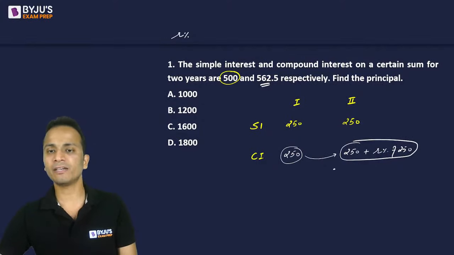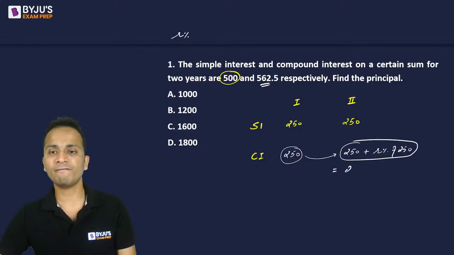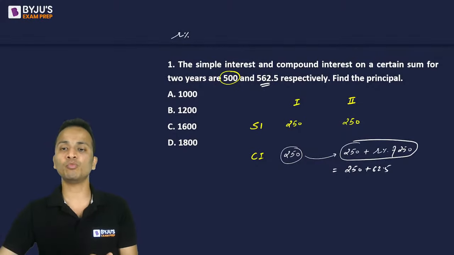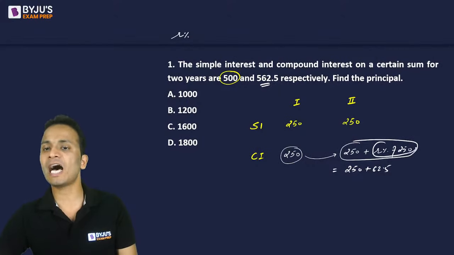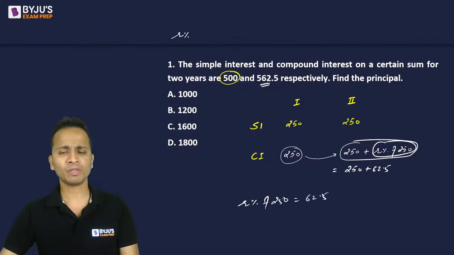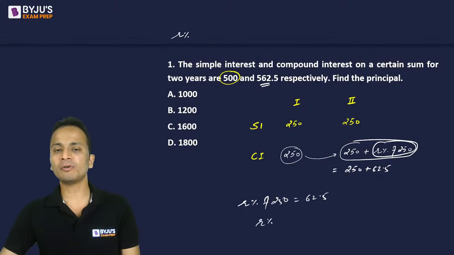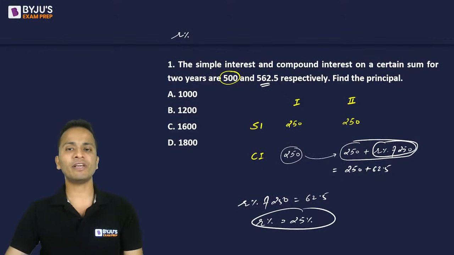So for second year, the remaining I can write it as 250 plus 62.5. ये जो extra 62.5 है, what is this? This is our percentage of 250. Okay, so I can write our percentage of 250 is equal to 62.5. So I can see that 62.5 is 1/4 of 250. So our percentage will be equal to 25%. So the rate of interest that we are getting is 25%, right?